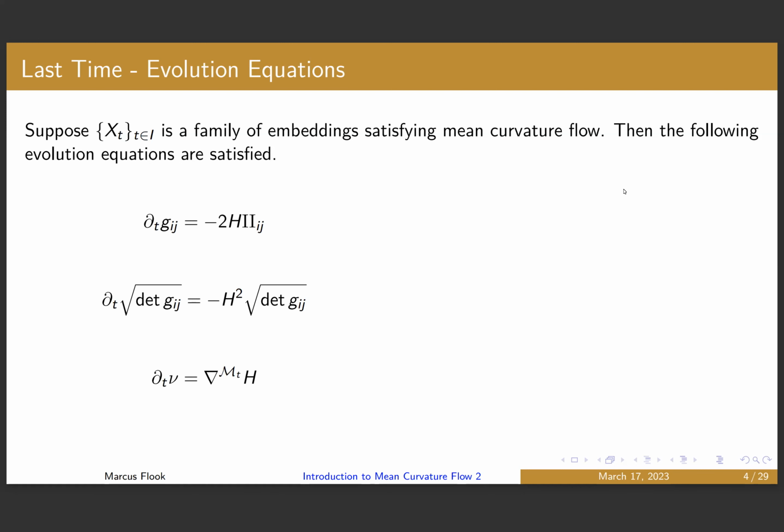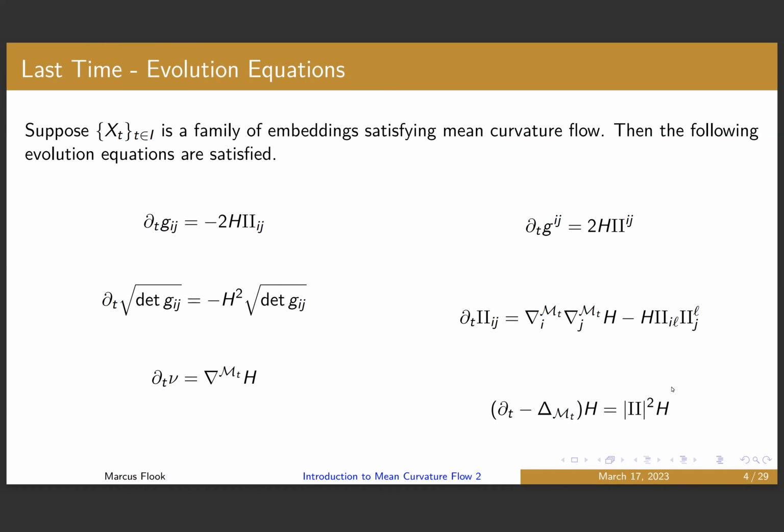Another nice geometric result was the evolution of the normal vector, which evolves in the direction of the tangential gradient of the mean curvature. And then in an effort to figure out how the mean curvature evolved, we computed the evolution of the inverse metric and the second fundamental form, which is expressed in this way for our case. We can obviously express this differently depending on the use that we want, but this allowed us to arrive at the following evolution equation for the mean curvature.